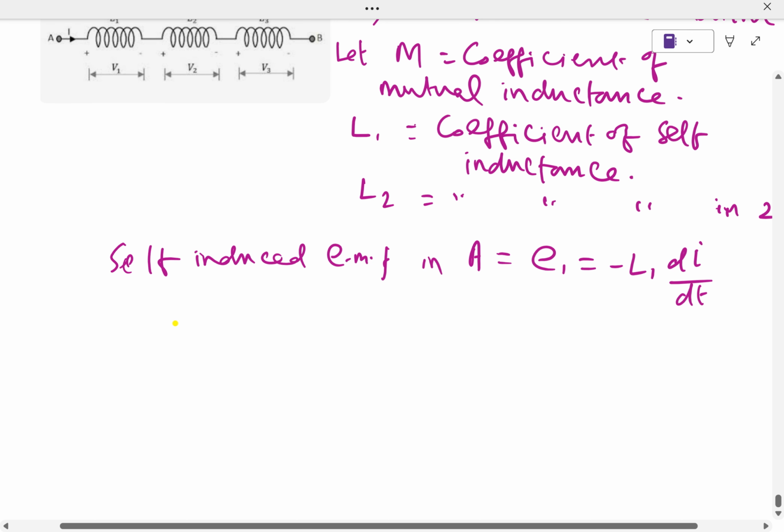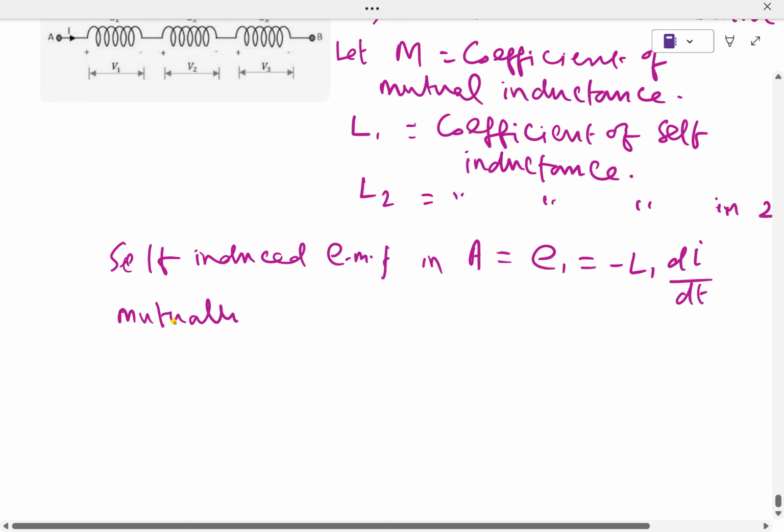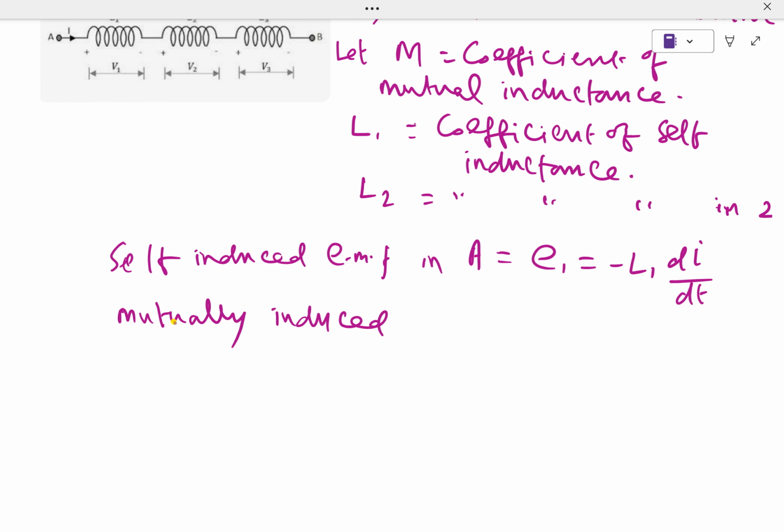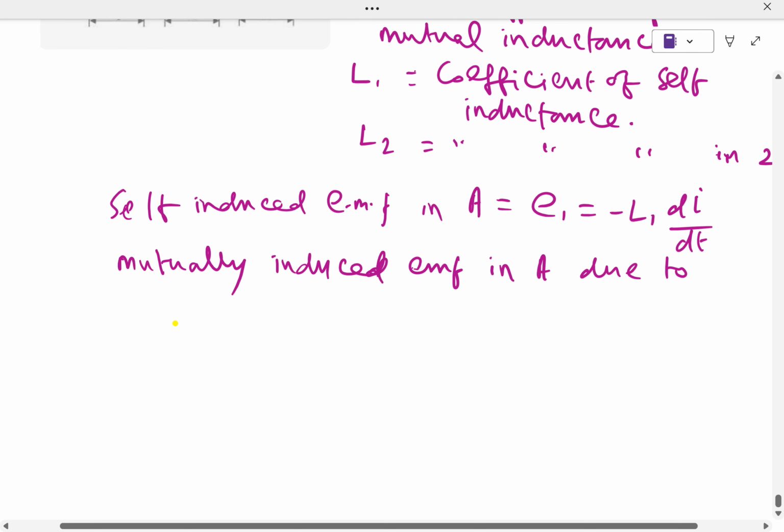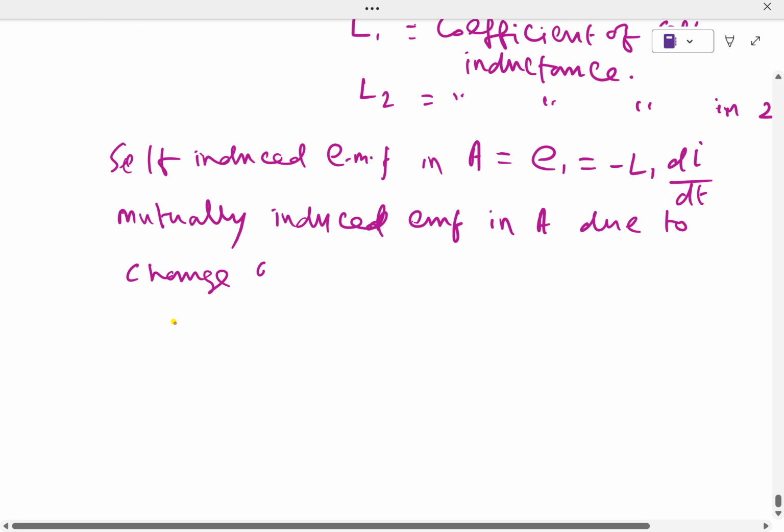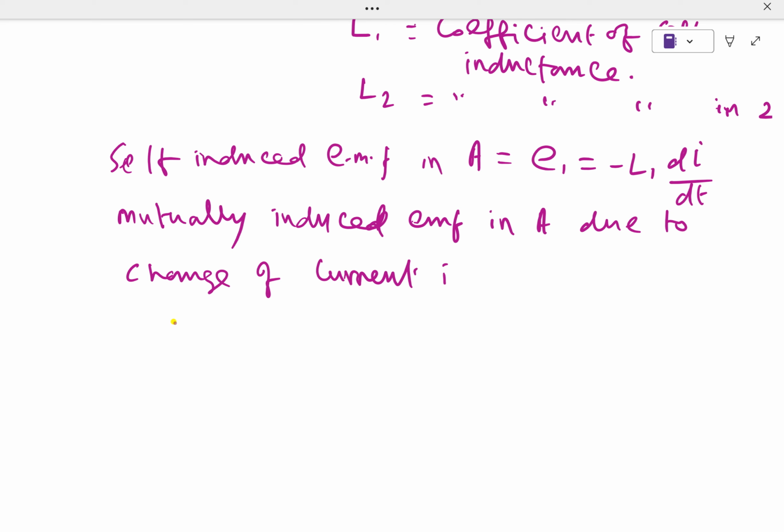Mutually induced EMF in A due to change of current in B is given as, we can say, E1 dash equal to minus M di by dt.